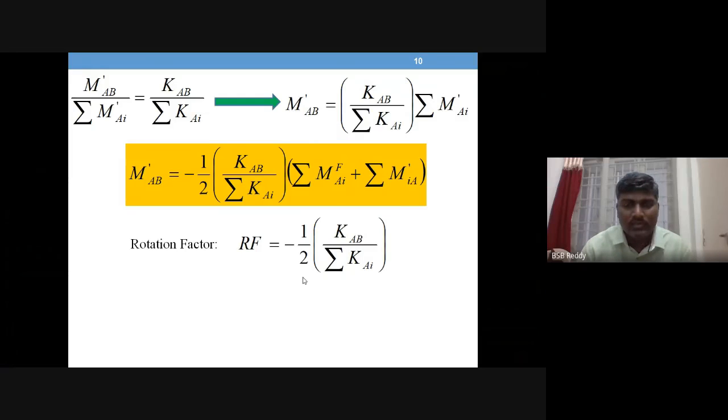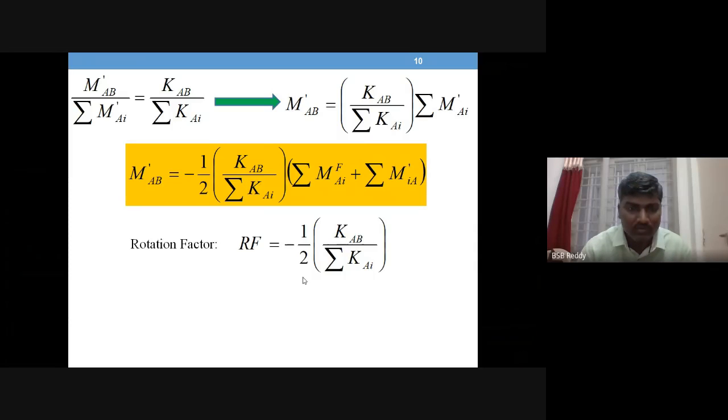Welcome to this session on Kani's method, Unit 5 of your syllabus. In the last session, we discussed the things required for calculating end moments using Kani's method.